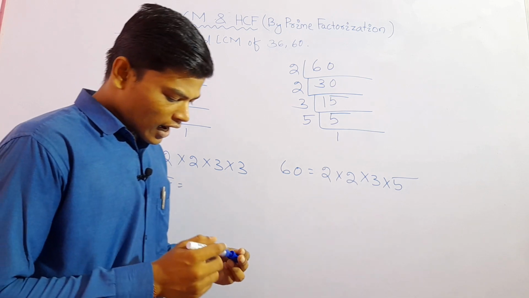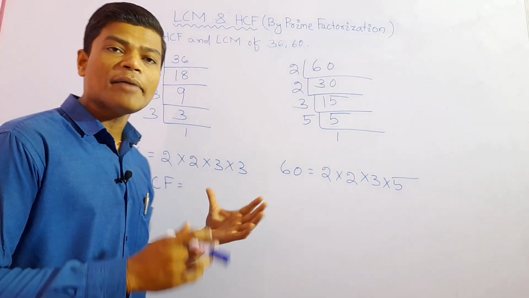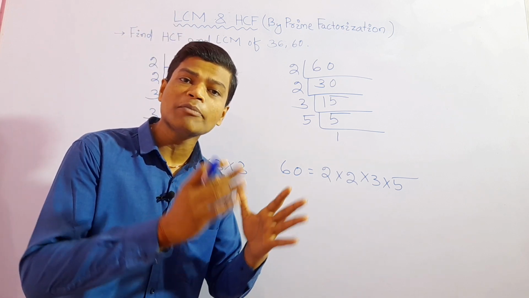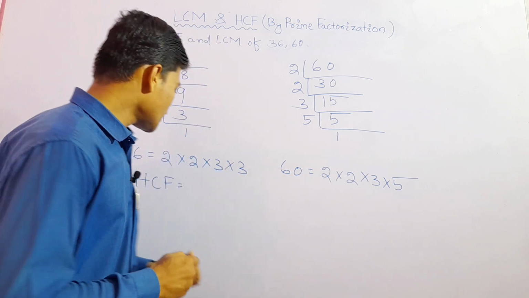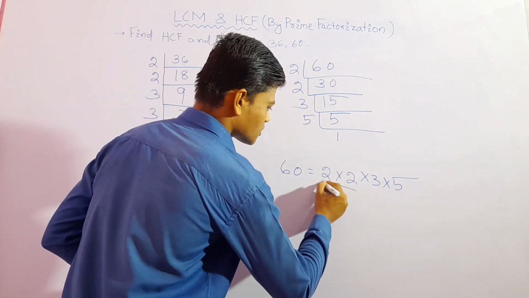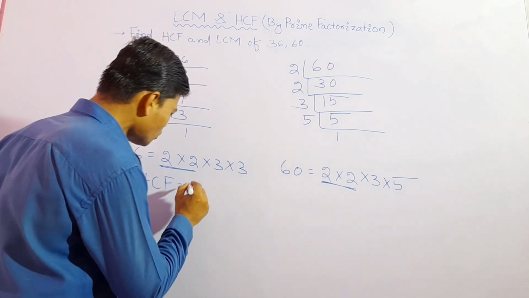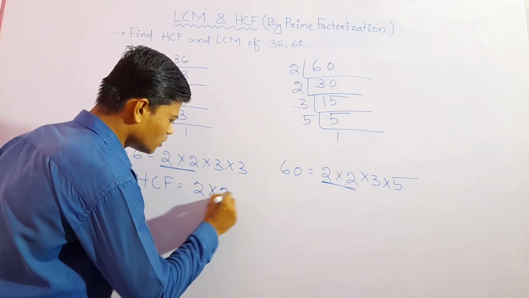And we need to consider the common factors when we are finding HCF by prime factorization, and we need to take the minimum time of their appearance. Okay, look, 2 is multiplied 2 times here, and here also 2 times. That means we have to take the minimum time of appearance, so the minimum will be 2. So 2 multiplied by 2.